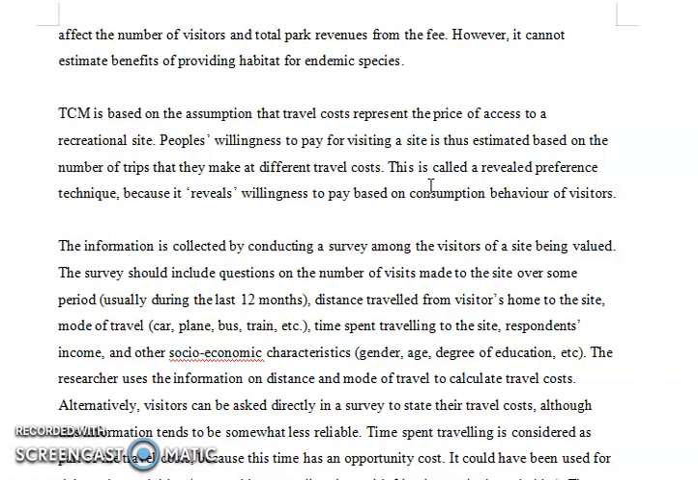This is called the revealed preference technique, because it reveals willingness to pay based on the consumption behavior of visitors. The information is collected by conducting a survey. The willingness to pay for visiting a site is collected by conducting a survey among the visitors of the site being valued.